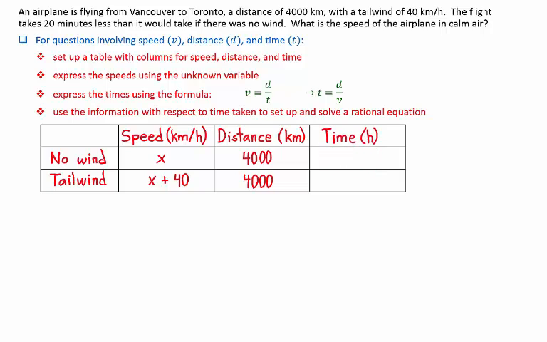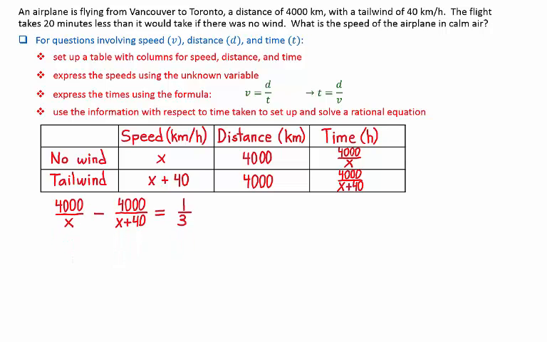For the time column, we will use the formula time equals distance divided by speed. With no wind, this will be 4,000 divided by x. And with a tailwind, 4,000 divided by x plus 40. We can then use the time column to come up with an equation. We know that it will take 20 minutes less if there was wind compared to if there is no wind.